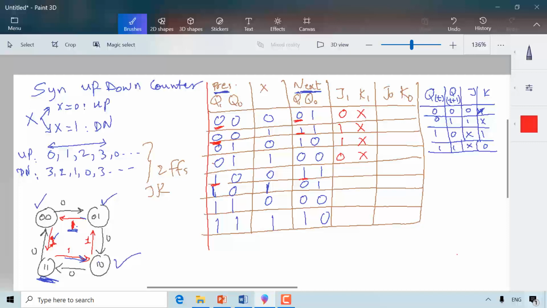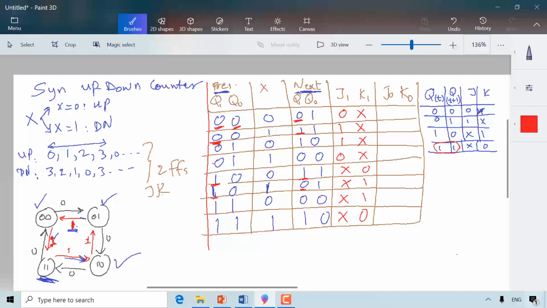And here the present state is 1, 1, which is this one here. This is x0, and 1 and 0, x1, x0, x1, and then the next one is similar, and this will be x0 as well. You can do the same thing.